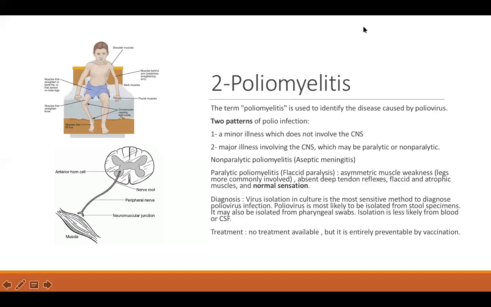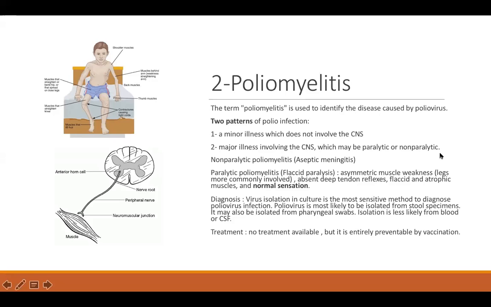Now we come to poliomyelitis. Poliomyelitis is used to identify the disease caused by poliovirus. So the poliovirus, as we said, has two patterns. Either it causes a minor illness that does not usually involve the CNS, which doesn't concern us now. We're talking about the major illness that involves the CNS. This major illness that involves the CNS can be further divided into paralytic or non-paralytic. So as the name implies, one causing paralysis and one not causing paralysis.